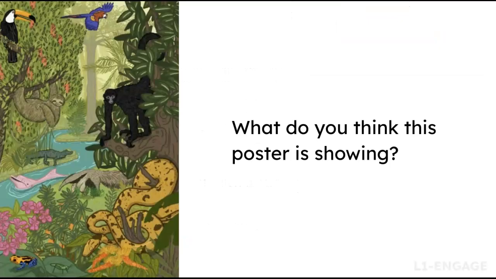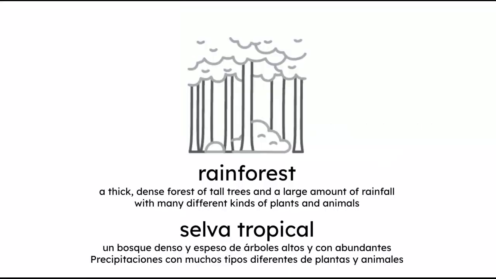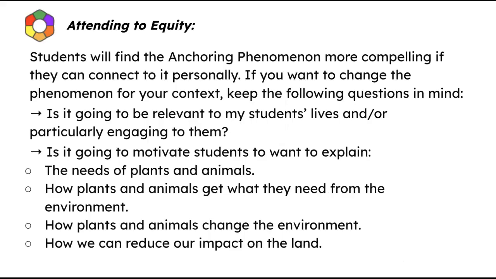You'll begin the Lesson 1 Engage by introducing the anchoring phenomenon for the unit. You'll show students the poster of the rainforest from the MySci kit and ask students questions about what they see. You can post and discuss the rainforest vocabulary card. Be sure to see the noted opportunity to attend to equity, should the provided anchoring phenomenon not be compelling for your students. Students will find the anchoring phenomenon more compelling if they can connect to it personally.